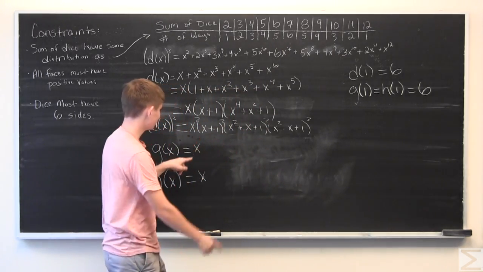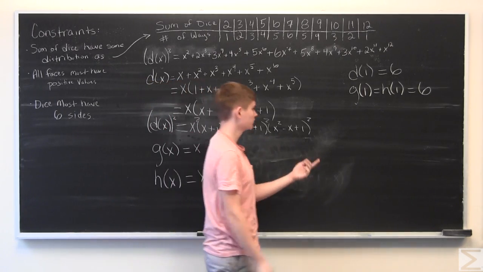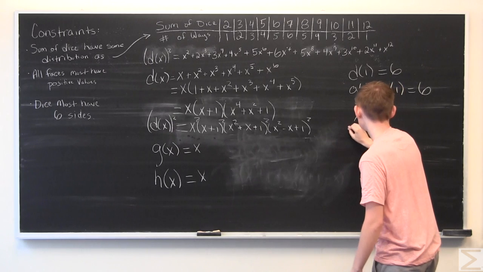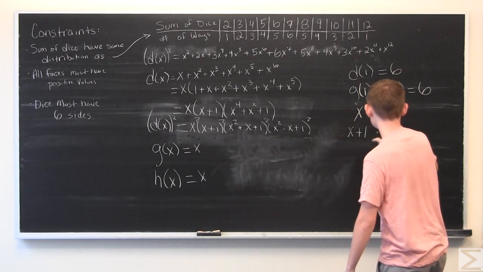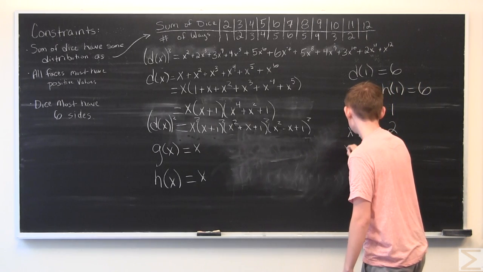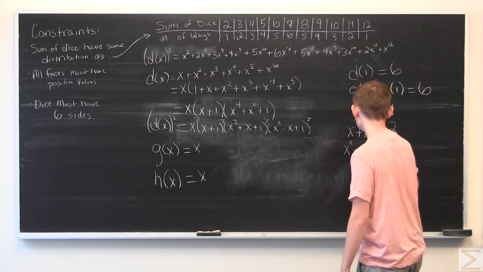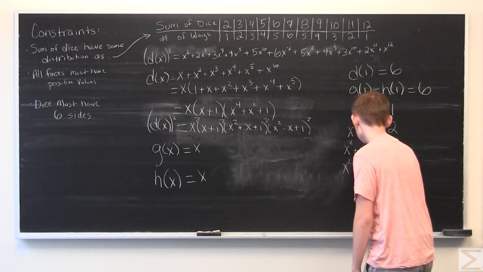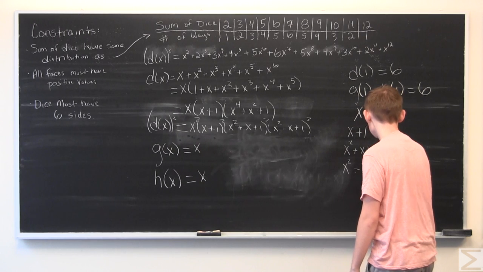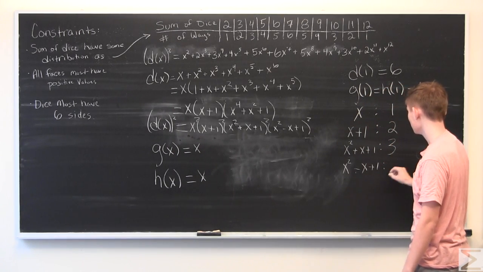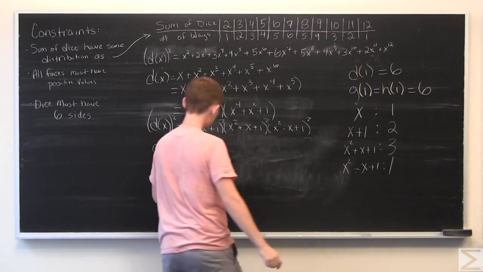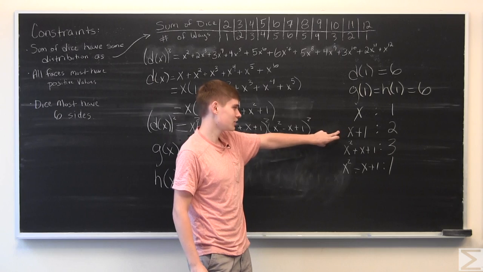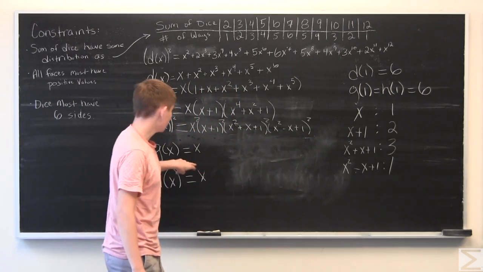A good way to do that is to just evaluate each factor at 1. So looking, we have x at 1 is just 1. x plus 1 is 1 plus 1, which is 2. x squared plus x plus 1 is 1 plus 1 plus 1, which is 3. And x squared minus x plus 1 is 1 minus 1 plus 1, which is 1. So the only way to get the product of the factors to equal 6 is to have an x plus 1 and an x squared plus x plus 1 in both of these.